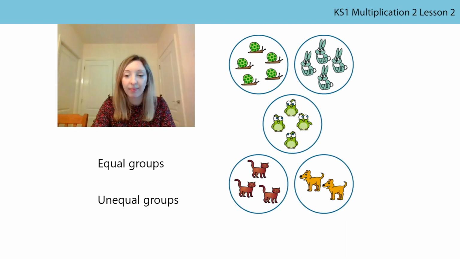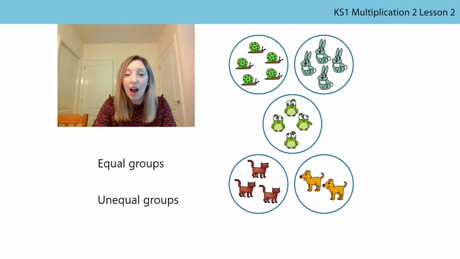Excellent job. Look at these groups carefully. What's the same and what's different? How are they different to the other examples of groups that we've just seen? Press pause on the video and have a little think. Have you noticed that in each group there's a different type of animal? Can you name the animals in each of the groups? Let's go. There's some snails, rabbits, birds, cats, and dogs.